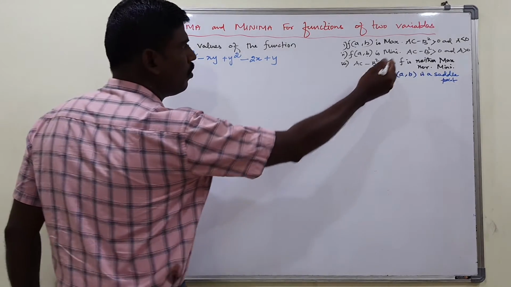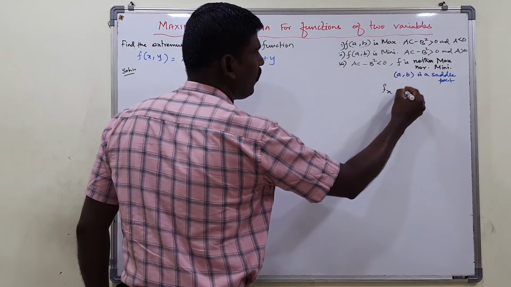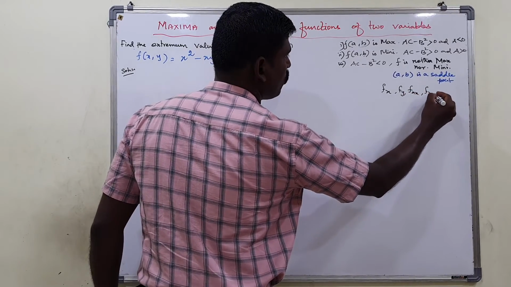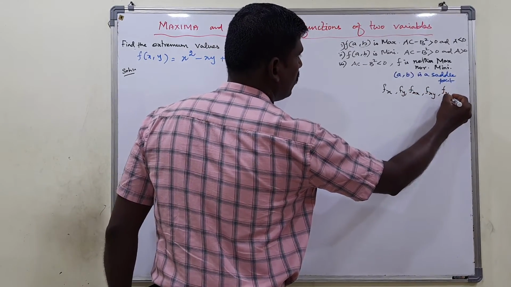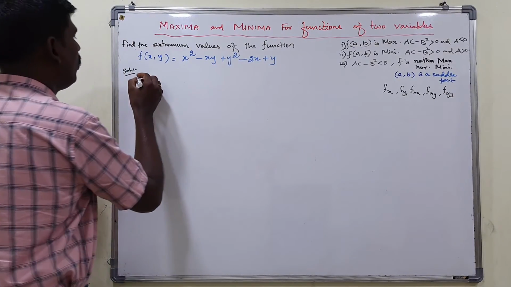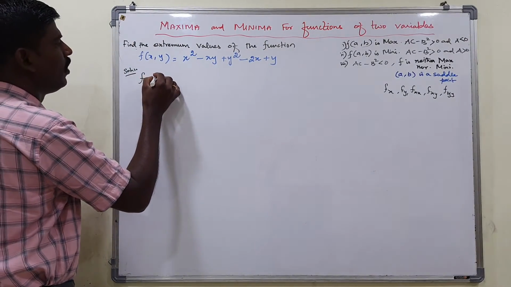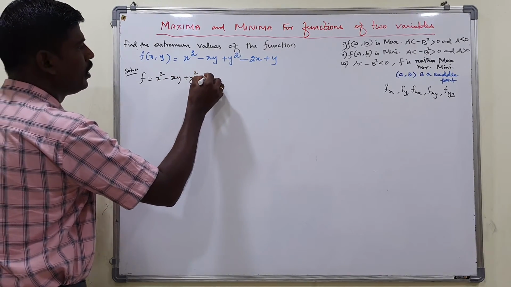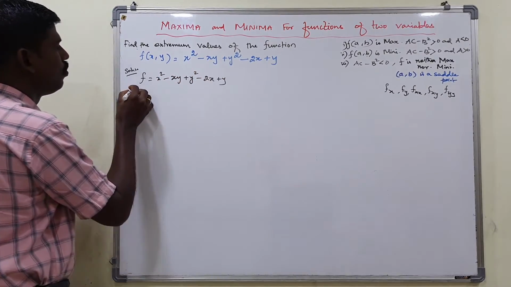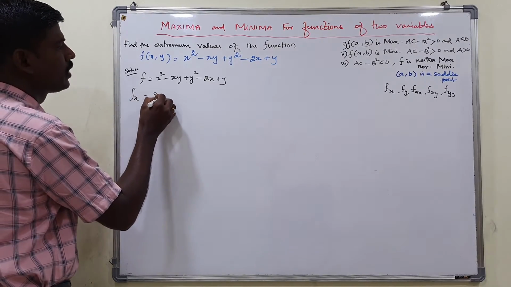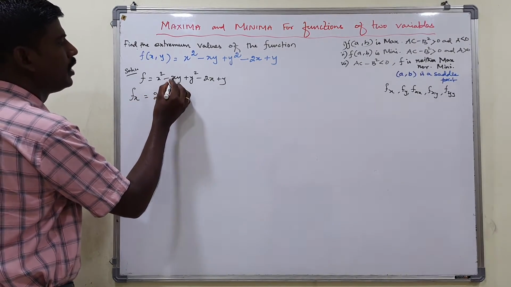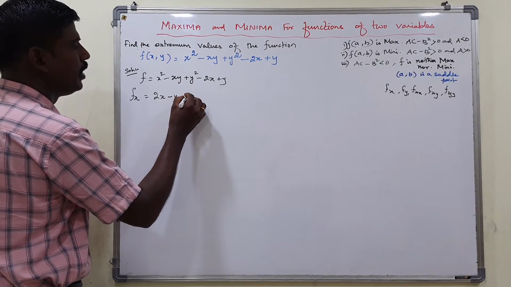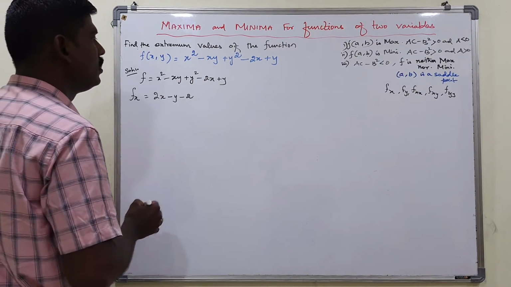So go for finding, as usual, fx, fy, f double x, that is a, f xy, that is b, f double y, that is c. So I go for finding all those five values. The function is x² - xy + y² - 2x + y. So what is fx? 2x - y, since x becomes 1 and 1 into y. The next term becomes 0, this becomes -2, and this becomes 0.